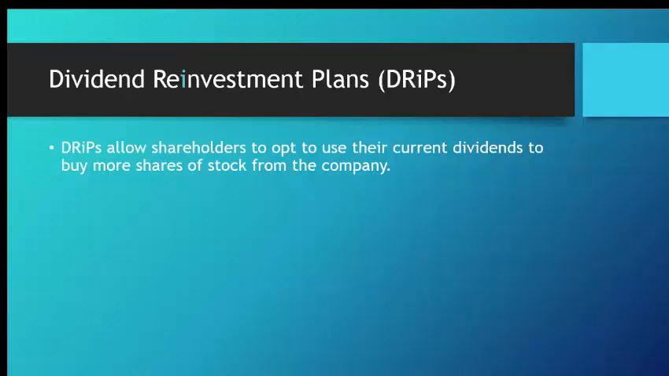Another way that current shareholders can actually buy new shares if they want to expand their holding in the company is through what's called a dividend reinvestment plan. Now notice I colored the I in dividend reinvestment plan in the heading a different color, because then you get the DRIP, which is where the term DRIPS comes from. So DRIPS allow shareholders to opt to use their current dividends to buy more shares of stock from the company.